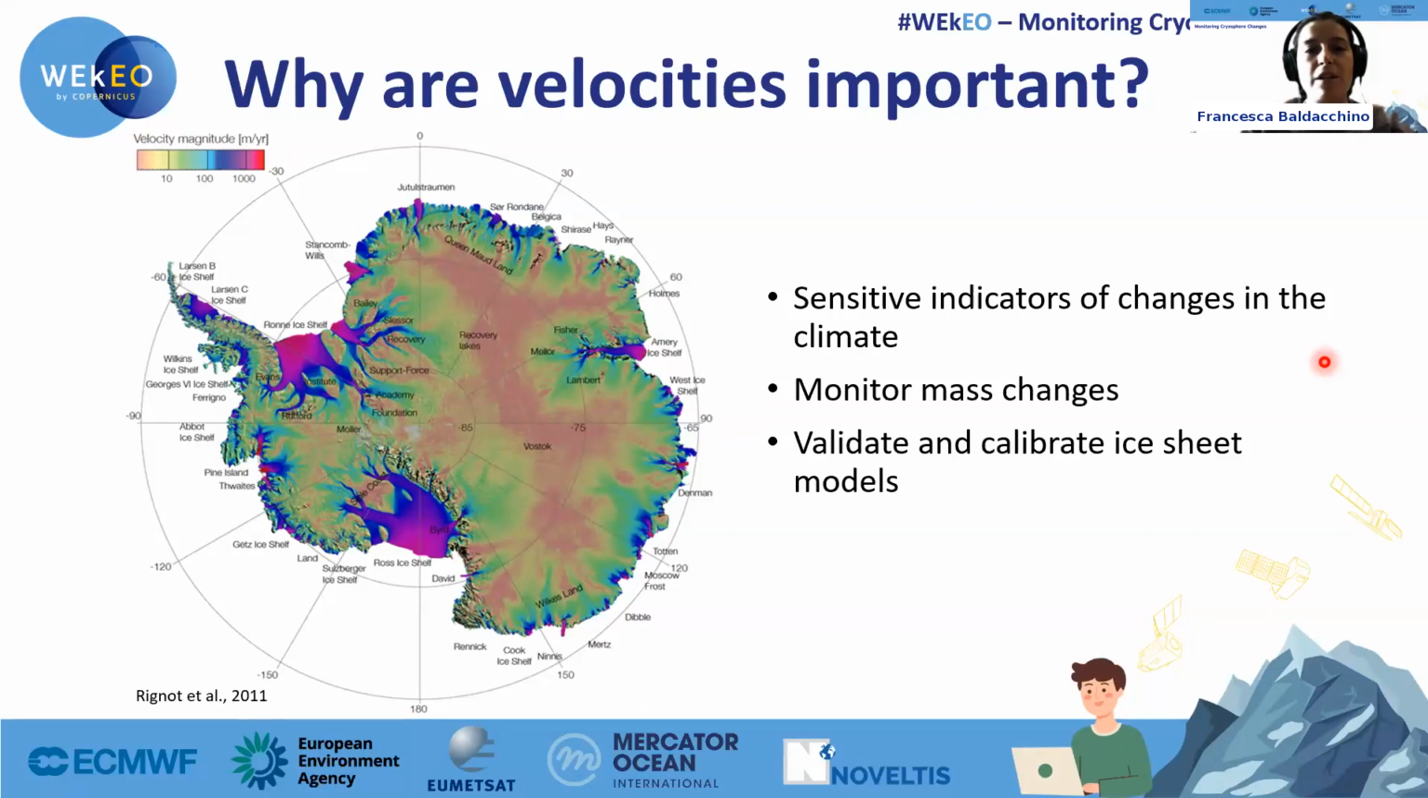Velocities are really important to be able to observe, calculate and measure, because they're sensitive indicators of changes in the climate. They are able to tell us what changes are occurring in the ice flow. These changes in ice flow will be due to changes in the ice geometry, the ice thickness, the ice mass. So they really are able to give us an understanding of the changes in the mass of the Antarctic ice sheet. The velocity data sets are also really important because they're used to validate and calibrate ice sheet models. And these ice sheet models are used to provide projections of the future changes of the Antarctic ice sheet.